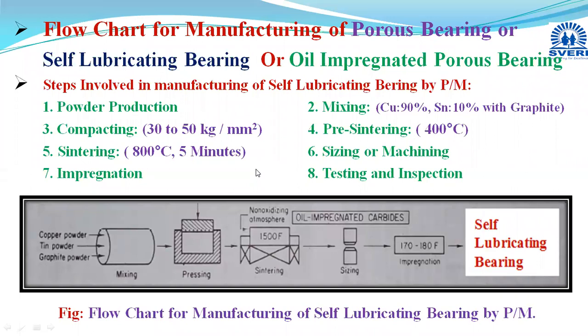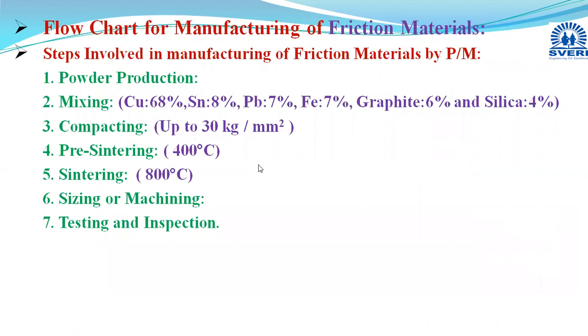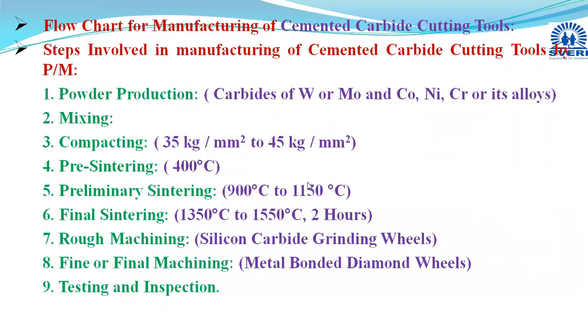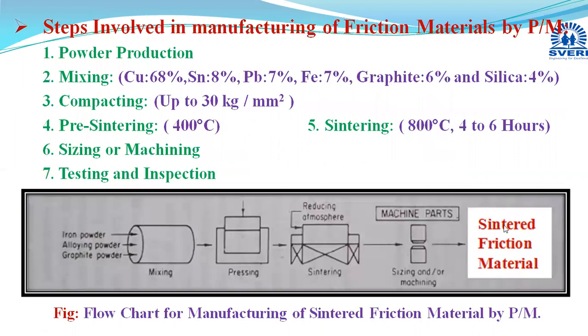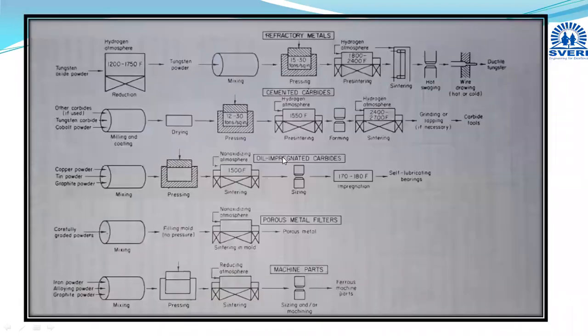After that, we are going to discuss the second component, which is the cemented carbide cutting tool. And the third component will be the sintered friction material. We are going to discuss these three products in their manufacturing stages using the powder metallurgy technique. Now one by one we are going to discuss it.